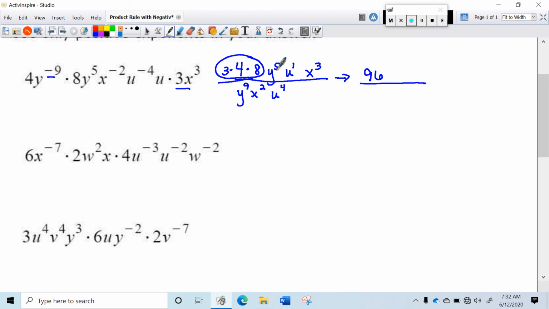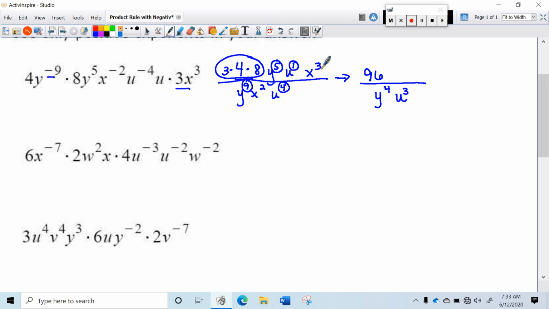For the y's, you've got to see where your biggest exponent is. I have a 5 and a 9. So for my y's, the biggest exponent is on the bottom, so my y is going to be on the bottom. Then I'm going to subtract the exponents. 9 take away 5 is 4. Now I'm going to do the u's. I'm just going to go with what's in the numerator. For my u's, I have a 1 and a 4. The biggest exponent's on the bottom, so my u is going to be on the bottom. 4 take away 1 is 3.